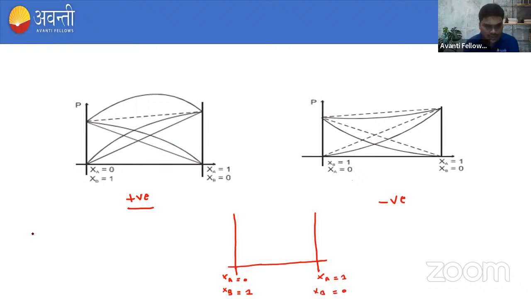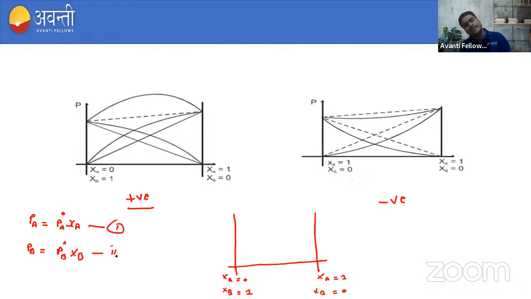Now, we get from Raoult's law that PA is equal to P naught A into XA, and PB is equal to P naught B into XB. So this is the equation of a straight line. We all know y is equal to mx plus c. This is the equation for a straight line. So how will you draw the plot for the straight line? Can anyone tell me?